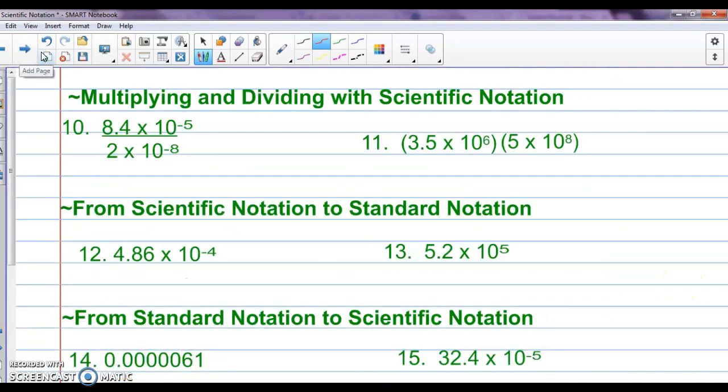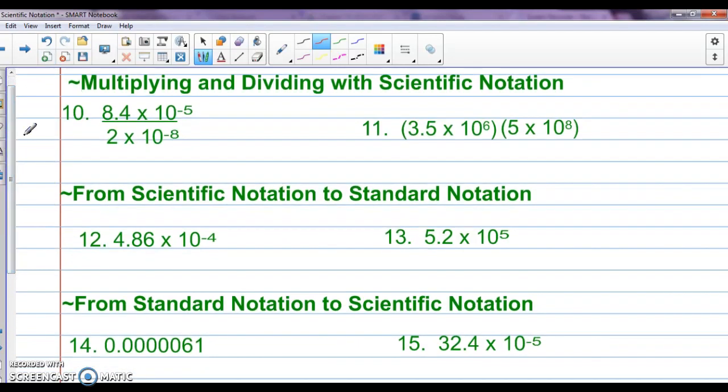Now that we've done a few examples, it's time for you to try these problems on your own. So please pause the video and try 10 through 15. Keeping in mind that 10 through 11 is multiplication and division with scientific notation. 12 to 13 is scientific notation to standard notation, and then from standard notation to scientific notation. So please pause the video and do those problems.